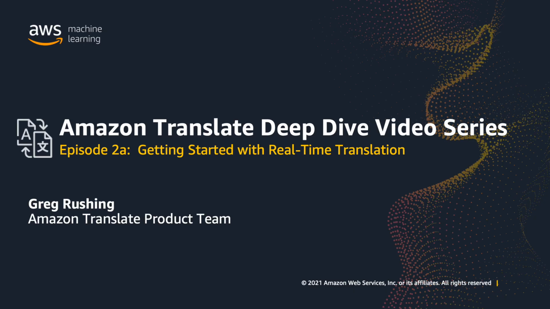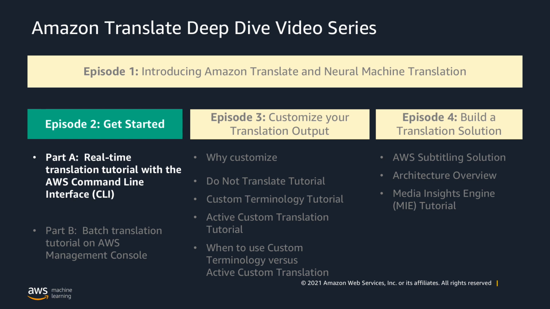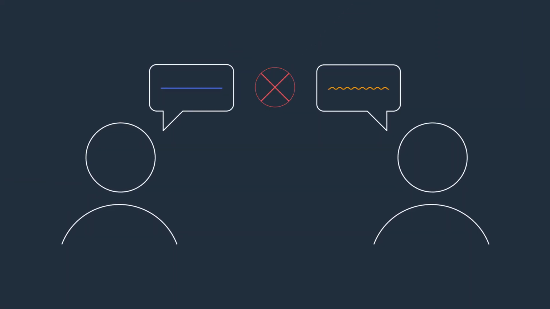I'm Greg Rushing from AWS, and in this episode we'll be looking at how you can use the real-time translation feature with Amazon Translate's Neural Machine Translation service. This is part 1 of 2 in this episode. If you're interested in learning more about Amazon Translate, please check out the rest of the videos in this 4-part series.